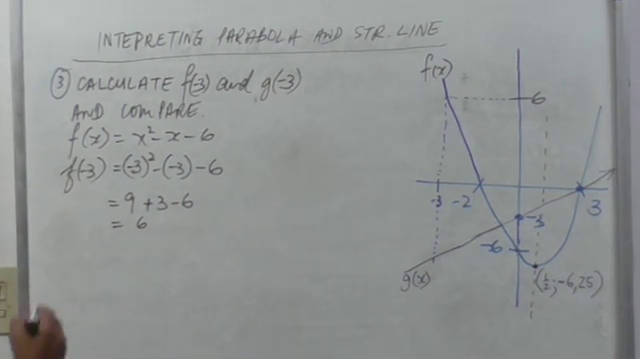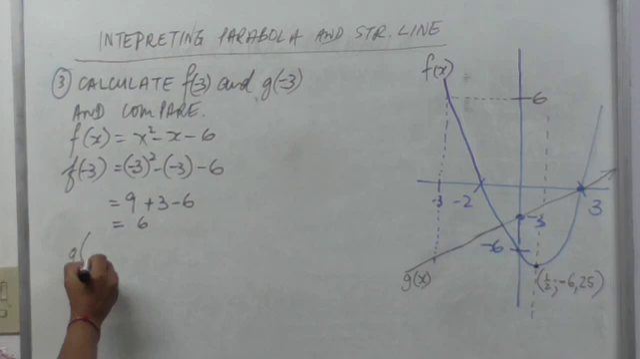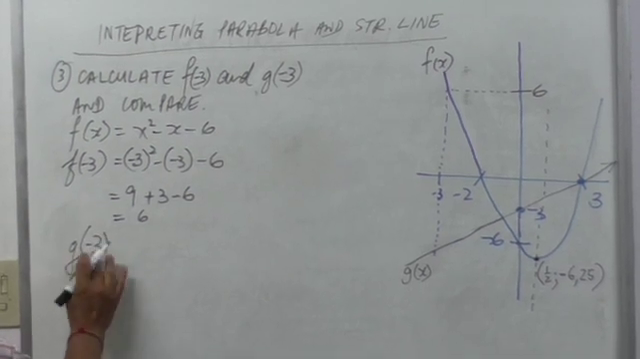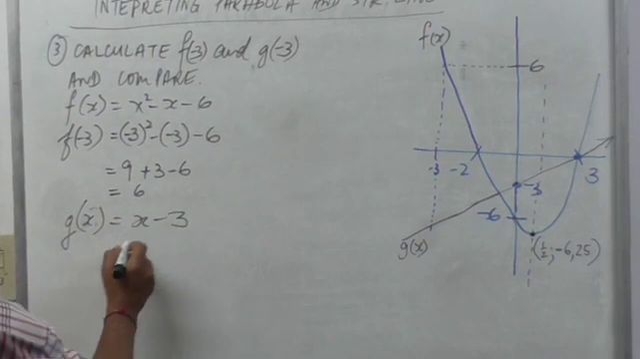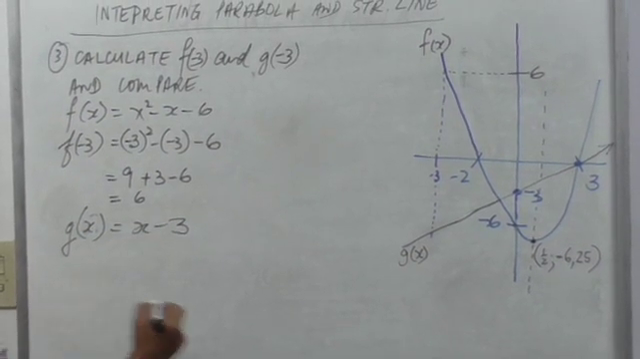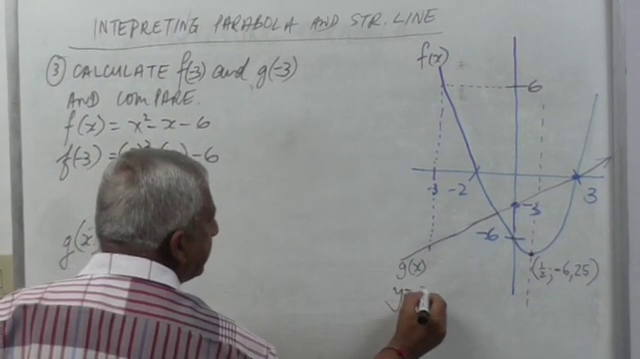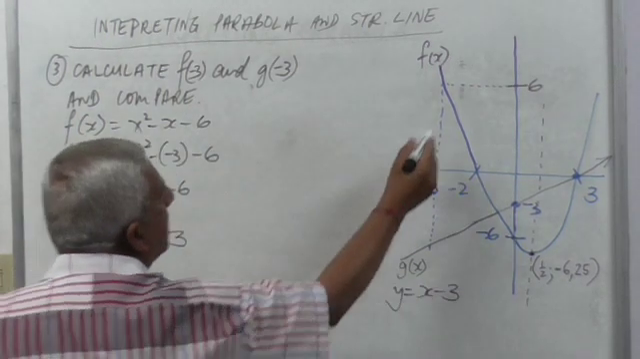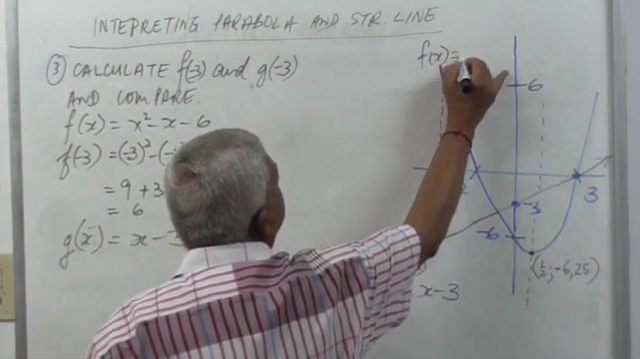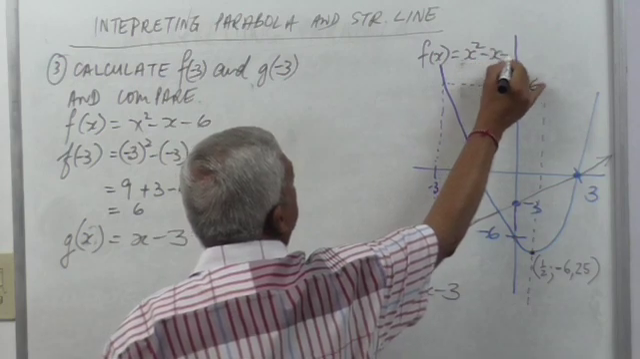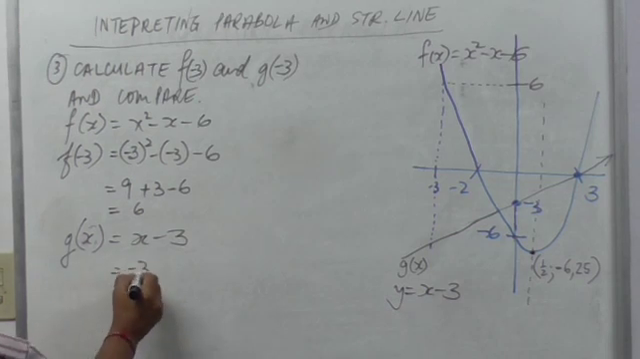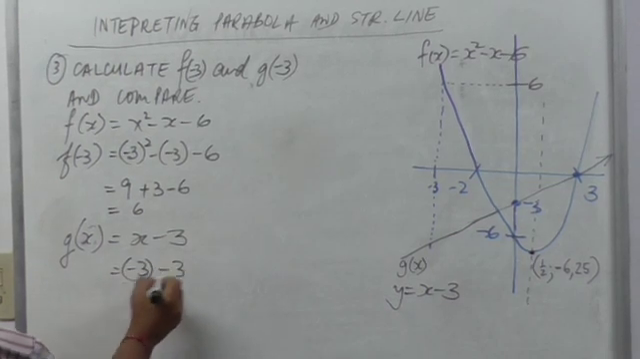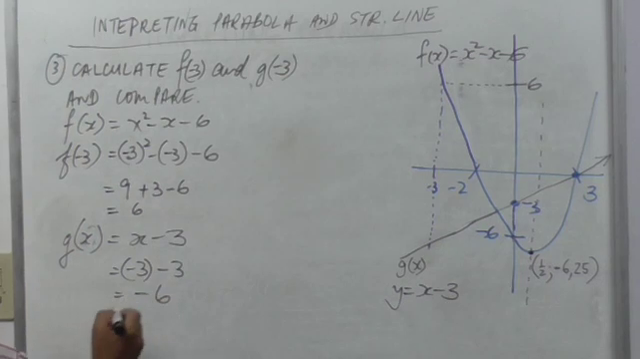Now, we're going to find g of minus 3. Well, firstly we're going to find g of x. g of x is equal to x minus 3. Well, we found this earlier. So g of x will be minus 3, which will give you minus 6.